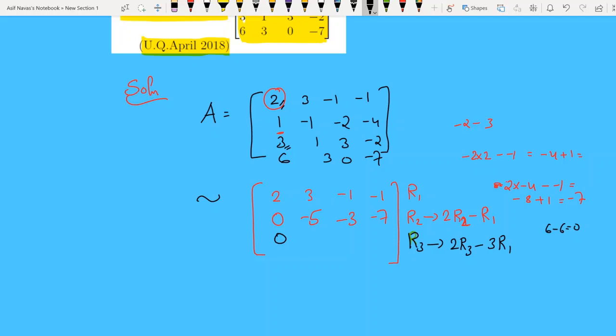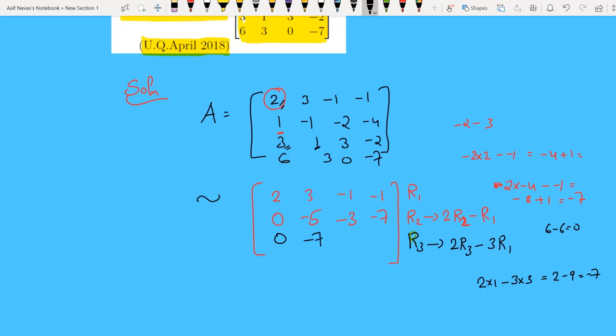Then what is here? What is the row operation? 2 into 1, 2 into 1 minus 3 into 3. So what is the answer? 2 minus 10, minus, have you got minus 7? Minus 7, right? Yes, sir.